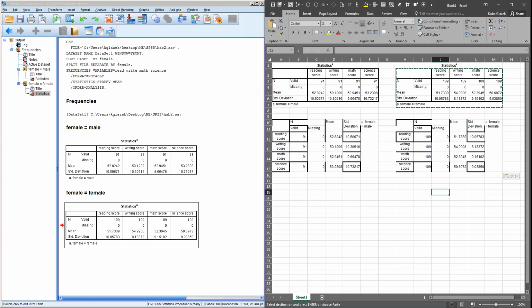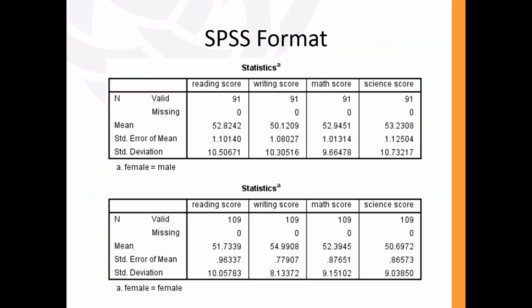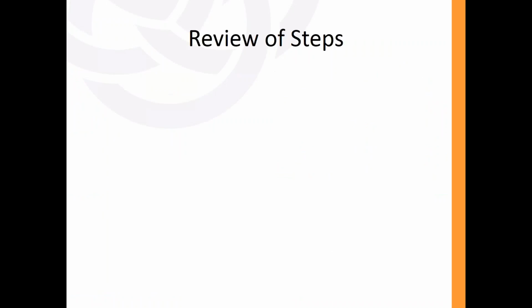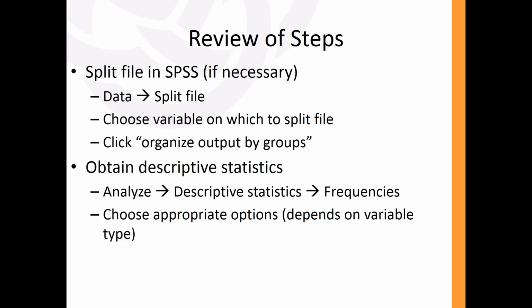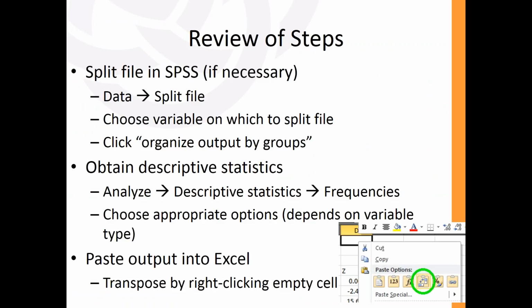Okay, now before I lose my place, let me go back to a PowerPoint real quick. So we've got our data in Excel. We split the file up, right? We went to Data, Split File, chose the variable, and clicked Organize by Groups. We obtained our descriptive statistics, and then we pasted the output into Excel, right? And we used that little transpose function. So that's how far we've gotten so far.